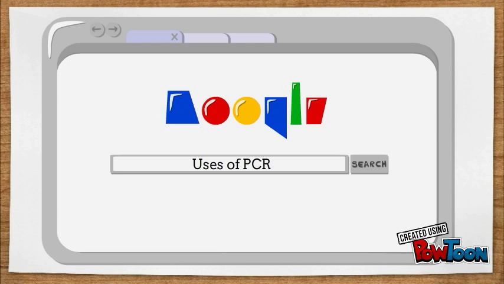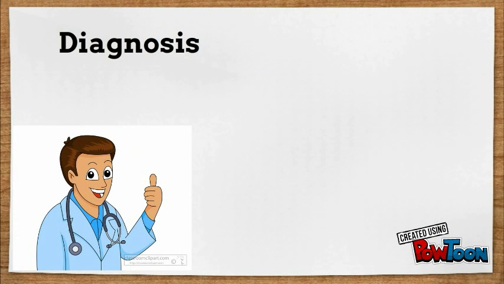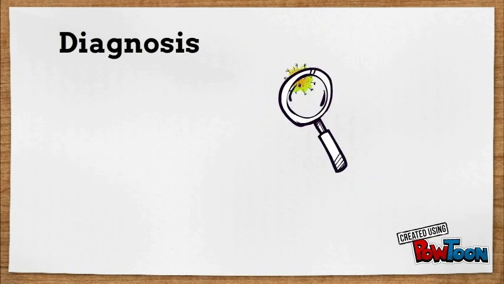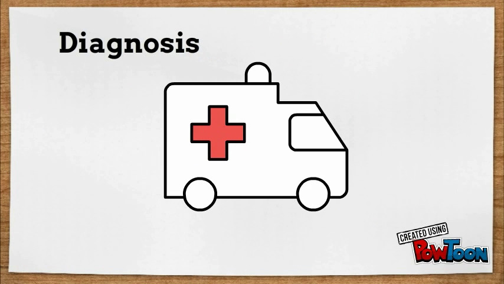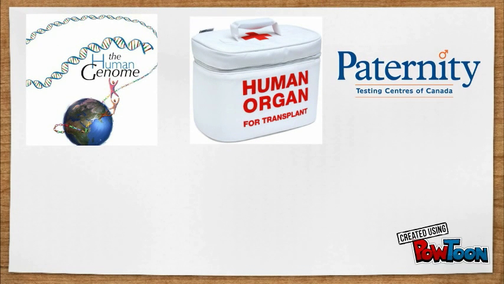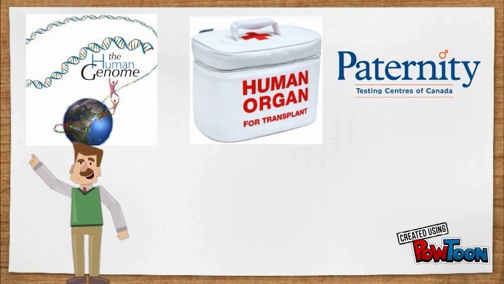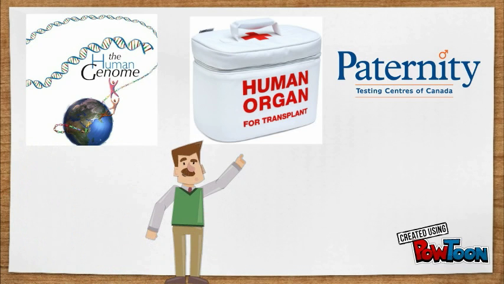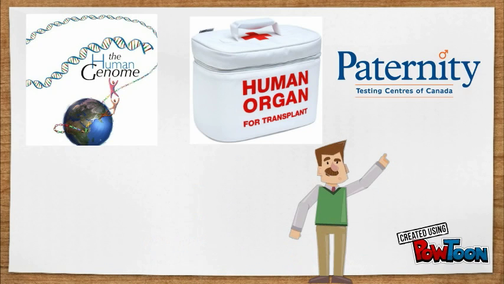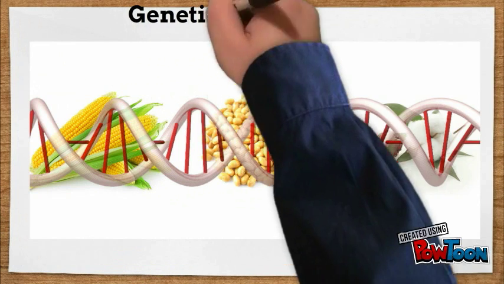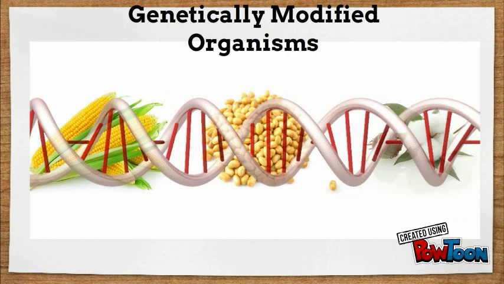Uses of PCR. PCR can guide doctors to diagnose the proper treatments for illnesses and diseases. It allows medication to be distributed to the patients that actually need it. PCR has allowed for tremendous advancements in the scientific world, including research relating to the Human Genome Project, organ transplants, and paternity testing.